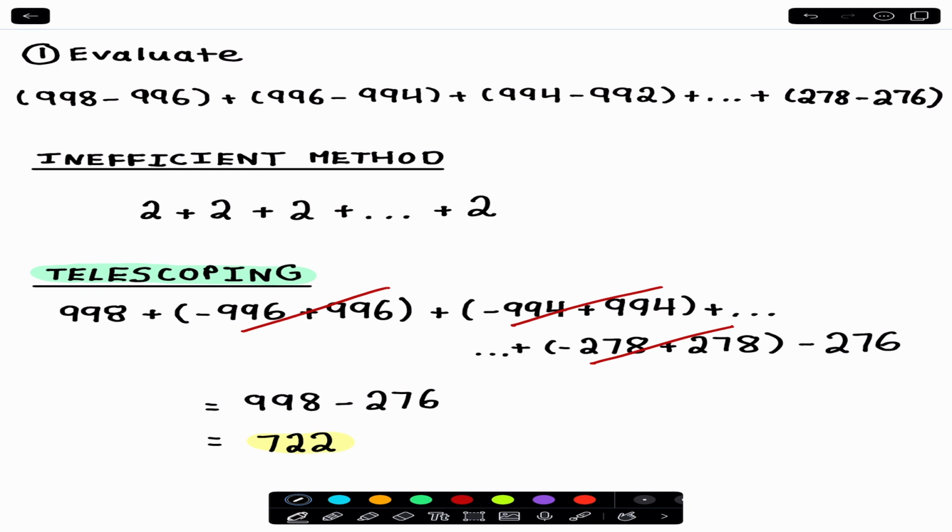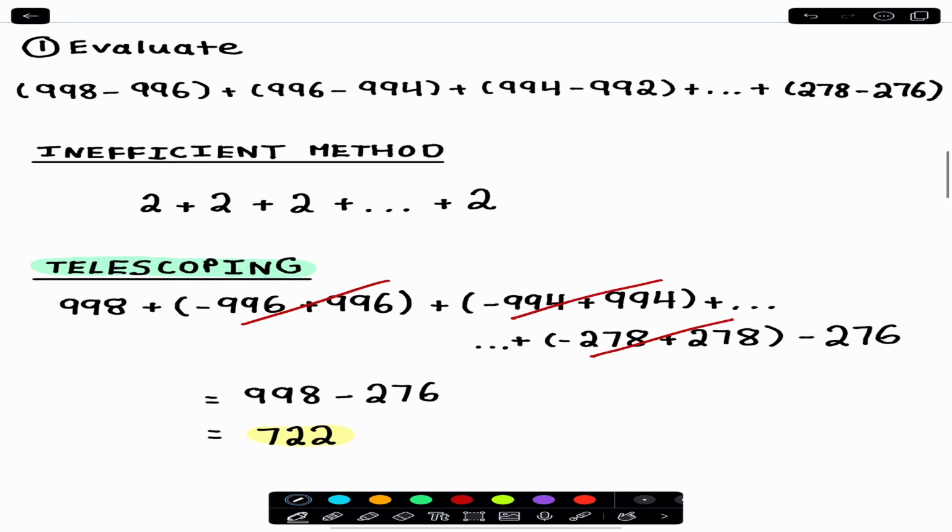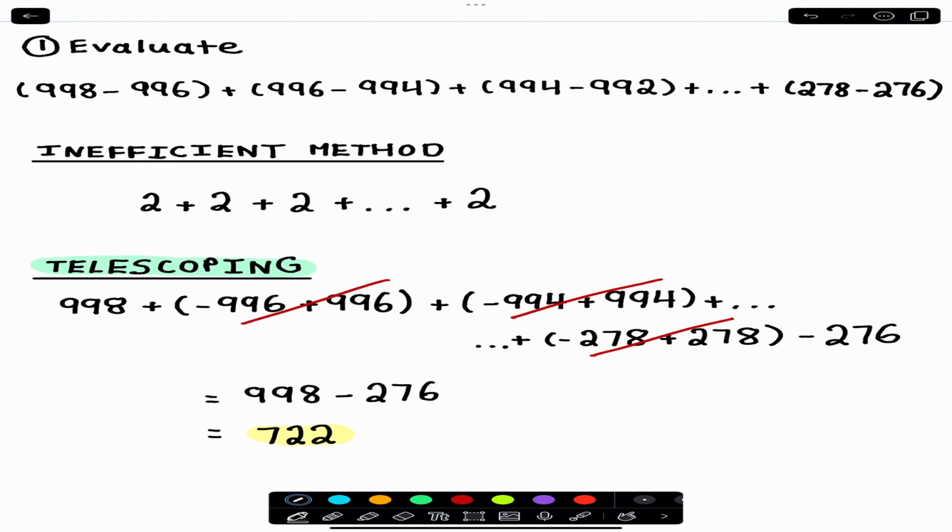So you can see the commutative property is playing a very big role in this type of problem. Basically, the commutative property is a fundamental property in math that tells us it doesn't matter the order in which we add or subtract terms. So we don't have to add it like this. We can keep the 998 and then pair everything up because we like 0.